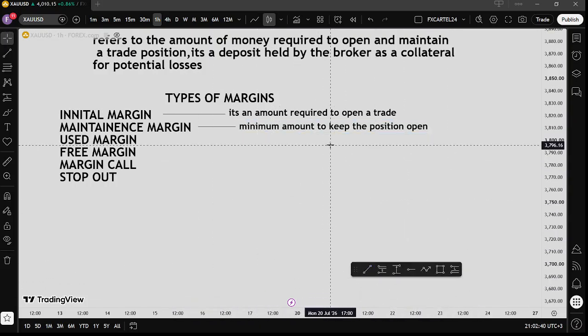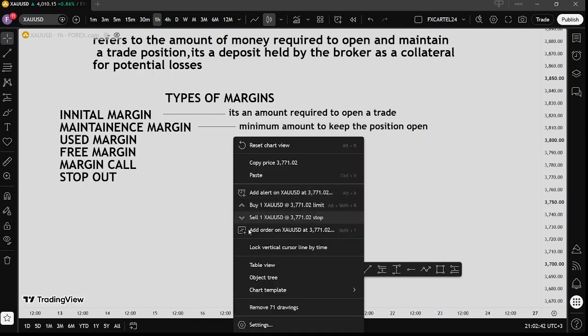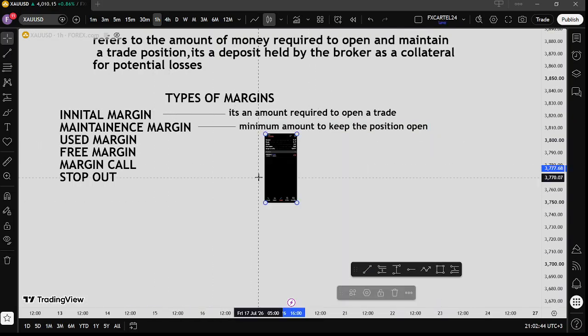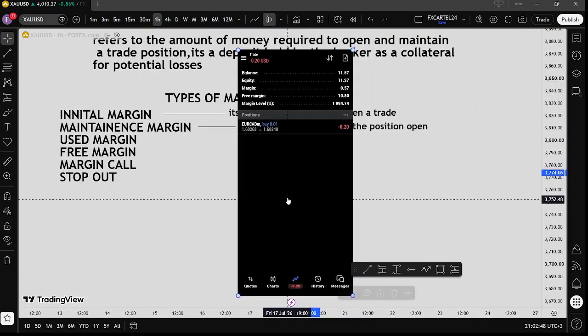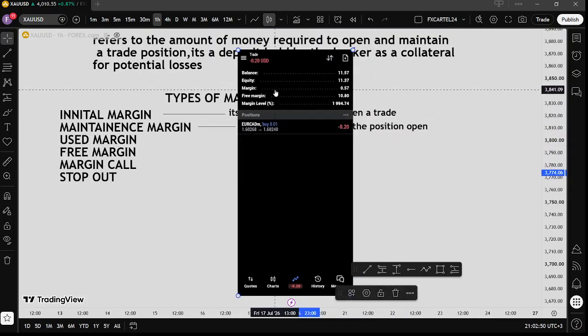So the minimum amount, like the way I said, the minimum amount doesn't differ from this. The minimum amount that is keeping this position open is 0.57, this. Okay, it is this, so it doesn't just differ.